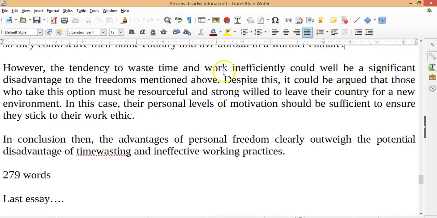However, the tendency to waste time and work inefficiently could well be a significant disadvantage to the freedoms mentioned above. Despite this, it could be argued that those who take this option must be resourceful and strong-willed to leave their country for the new environment. In this case, their personal levels of motivation should be sufficient to ensure they stick to their work ethic. In conclusion, then, the advantages of personal freedom clearly outweigh the potential disadvantage of time-wasting and ineffective working practices. 279 words. So that's not too bad.